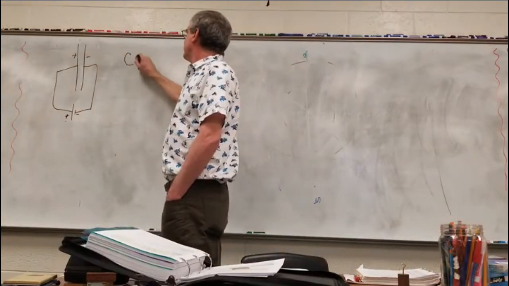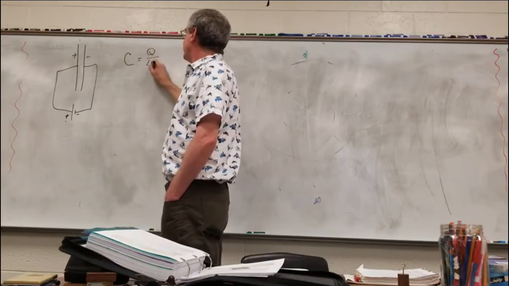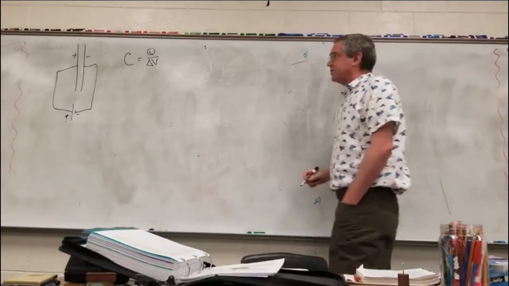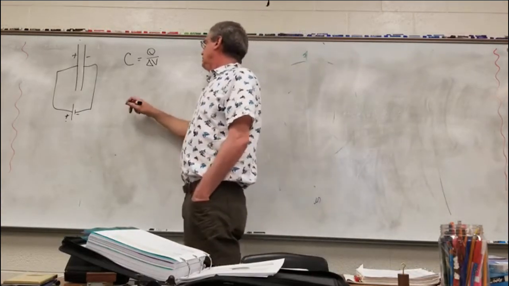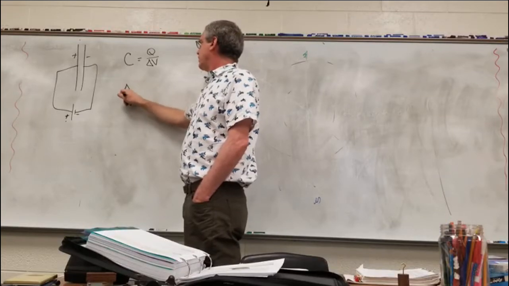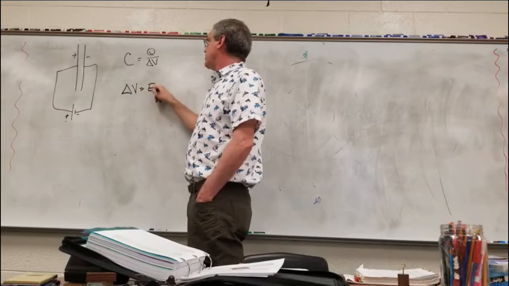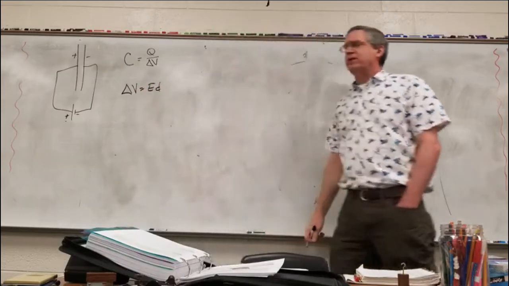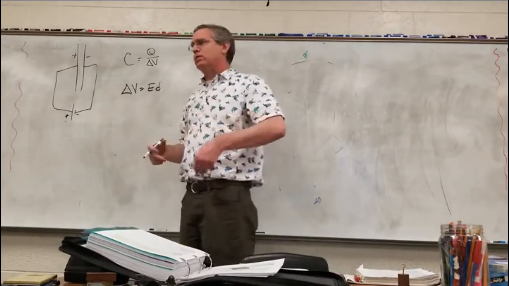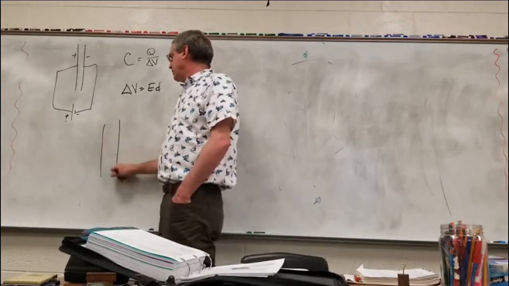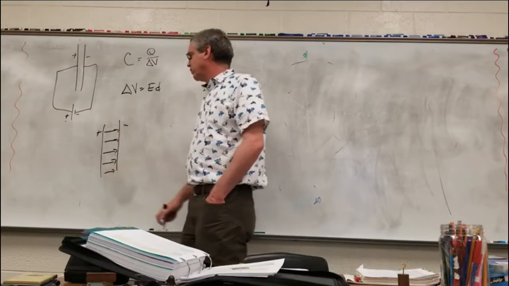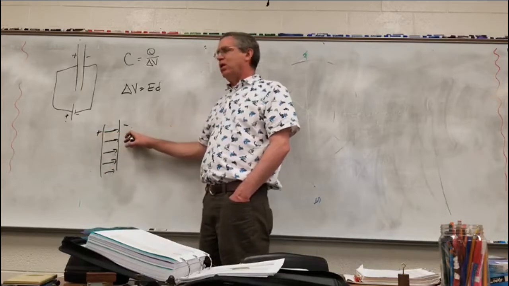Overall, the capacitance of the capacitor is the charge divided by the potential difference between the plates. We also have that the voltage between the plates is the E·d equation. Let's get slightly more sophisticated than that. The electric field is a vector. So if I'm looking at the plates here, my electric field goes to the right, but my change in potential is getting smaller as I go to the right.